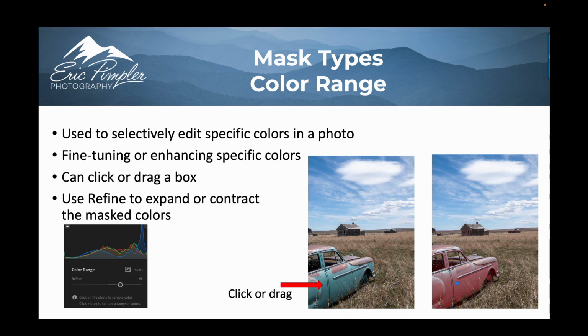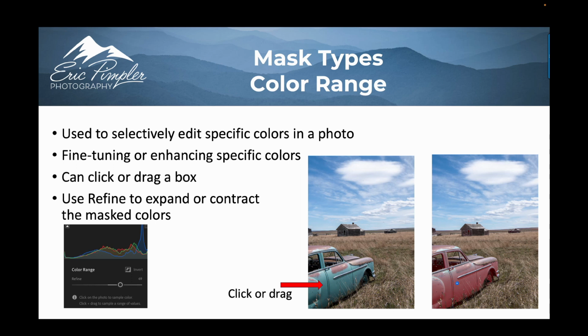The color range mask is used to selectively edit specific colors in a photo. It allows you to fine tune or enhance specific colors. To identify the color range, you can do one of two things with your photo. You can either click a point location on your photo using your mouse or your trackpad, or you can drag a box. If you just click a point on the photo, it will identify whatever color is at the location you've clicked and use that as your initial range for the color. And then you can modify that if you need to.